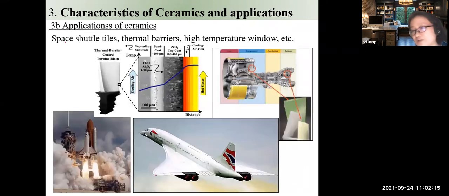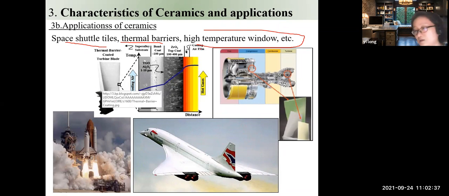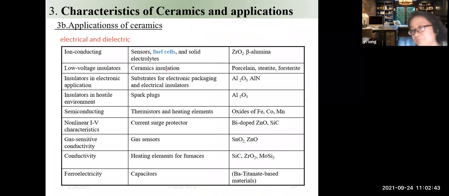Space shuttle tiles, thermal barriers, high temperature windows, because you have to insulate the heat. And number two, you still need a little bit of strength, right? You cannot just use air, because air has no strength at all. You still need something with strength, but that still has very good thermal barrier properties. You can say spacecraft, aeroplanes, and engines are very widely used applications.